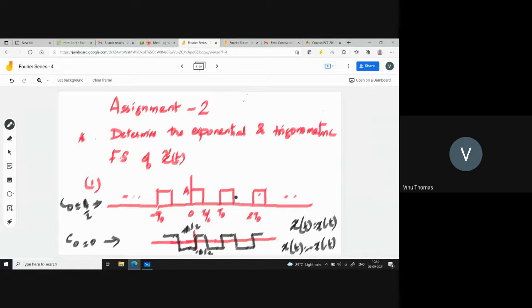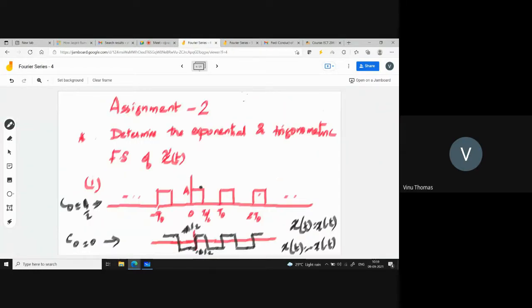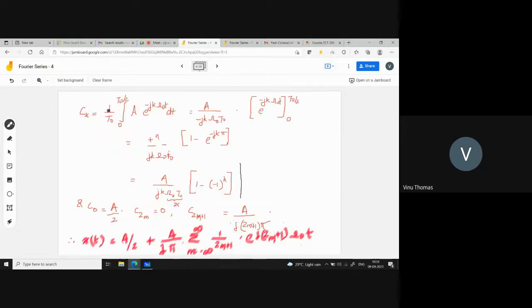Is that understood? Yes, sir. Okay. So what we will do is we will evaluate CK directly from whatever you are given in the figure. We will not instead use this. This we can evaluate from figure 1 itself. We can write CK is equal to 1 by T0 integral over 0 to T0 by 2 of A e raised to minus jk omega naught t, which you can write as A by minus jk omega naught T0 into e raised to minus jk omega naught t between 0 to T0 by 2.